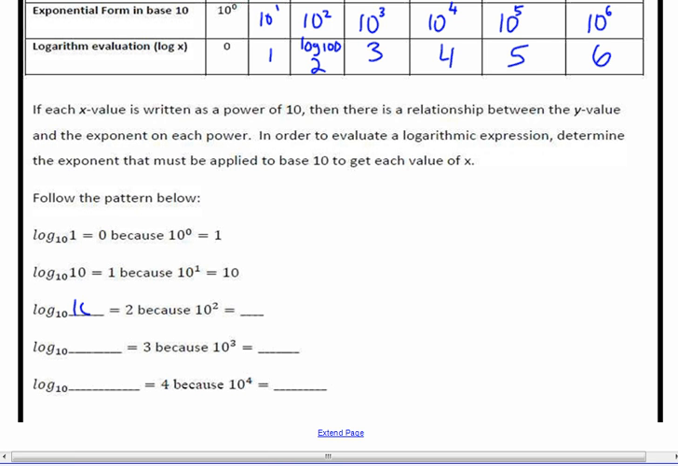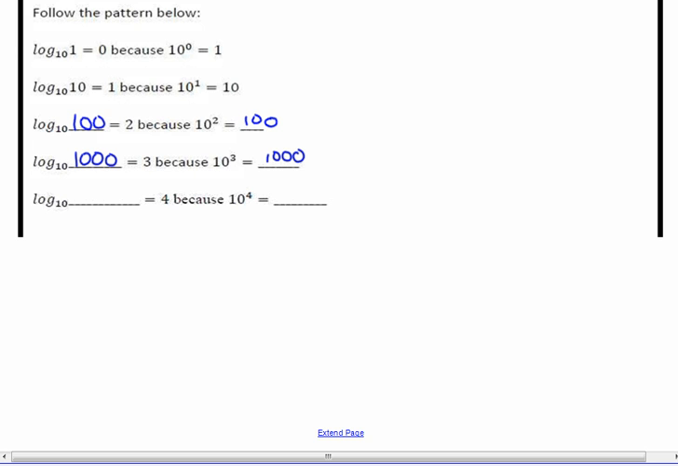So it would be log 10 of 100, because 10 squared gives you 100. The inside is equal to the base, and then whatever this equals here is the exponent. So 10 squared equals 100. So 10 to the power of 3 would give you 1,000, because 10 cubed is 1,000. So here, log what would give you 4? 10,000, because 10 to the power of 4 is 10,000.